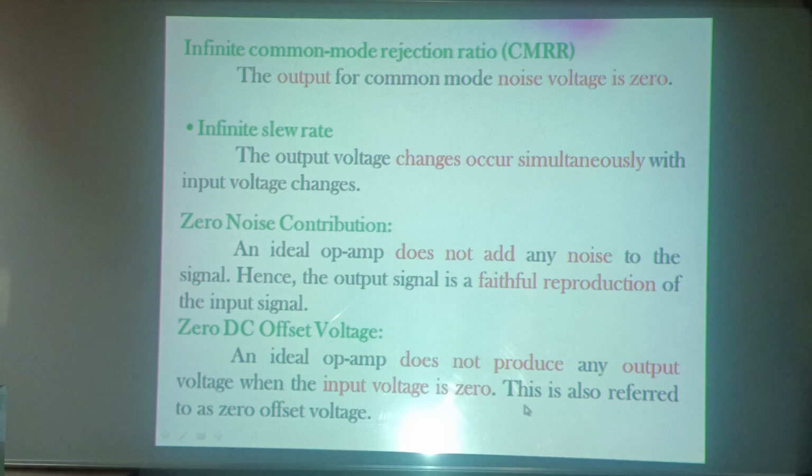But there are situations where the output may not be 0 even when the input voltage is 0. In such cases, we have to make output voltage 0 by applying external voltage, and that voltage is called offset voltage. Ideally, there is no need for making the output voltage 0 because it does not produce any output voltage when there is no input voltage applied to the inputs.